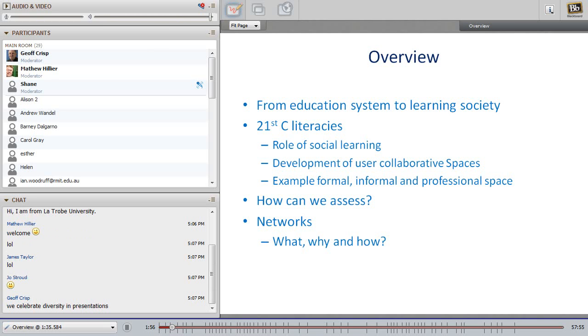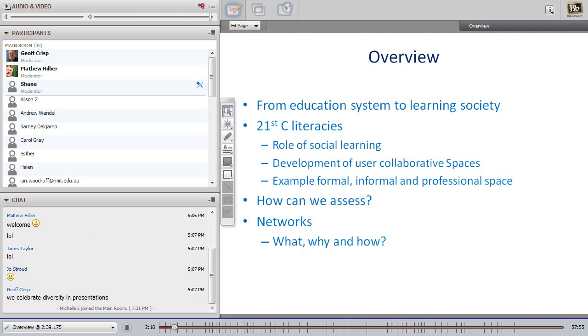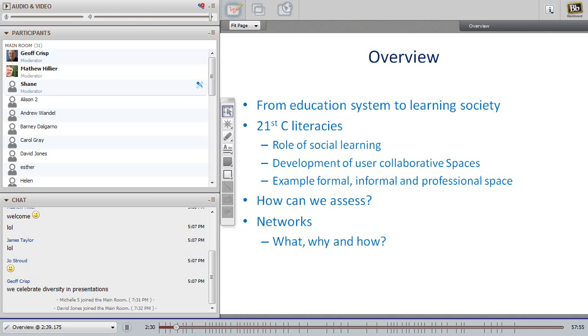So as a quick overview, we want to have a very brief discussion around how things are moving from an education system to a learning society, which is nothing new. I want to clarify 21st century literacies and the role of social learning in that discussion. Then the development of user collaborative spaces, and I have the UniSA here, which just released their fancy new building, and I'll do a quick talk about that. And then how we've built and designed these formal, informal and professional spaces, but really how do we actually start to assess these? How do we assess more than snapshots of learning? We'll go into the process, and using networks for that.